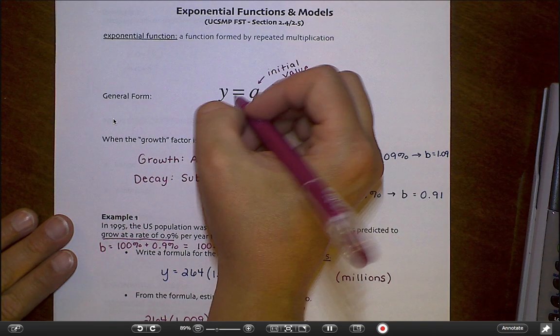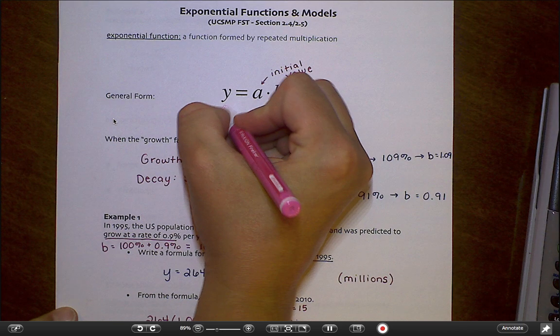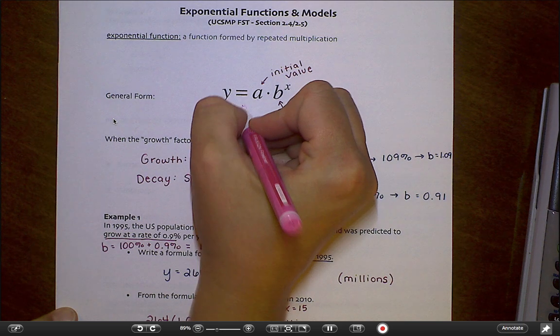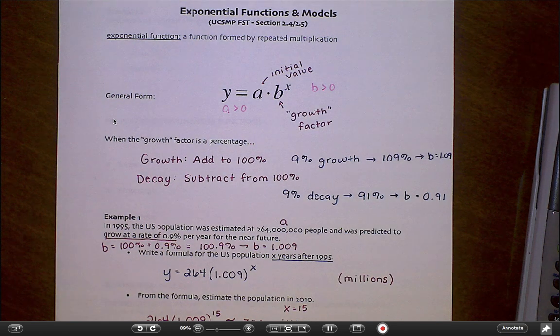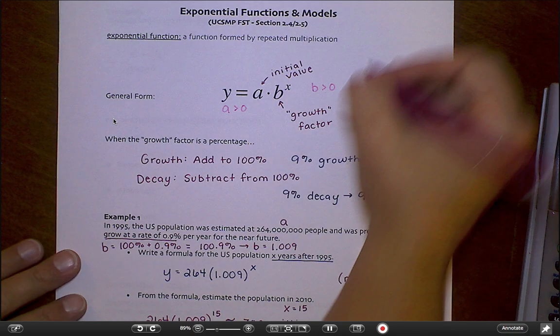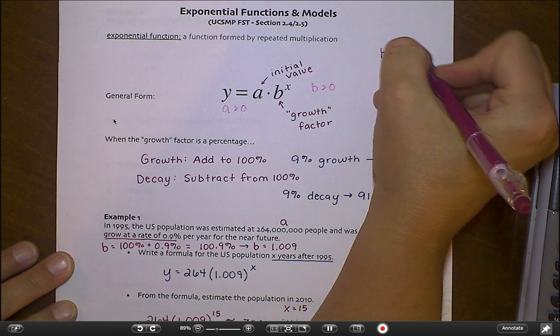So we should probably indicate here, I'm going to use a different color, that A always has to be greater than 0 and B always has to be greater than 0. Our A value and B value are always greater than 0. We should also note that when B is greater than 1, that's when we're going to have growth.